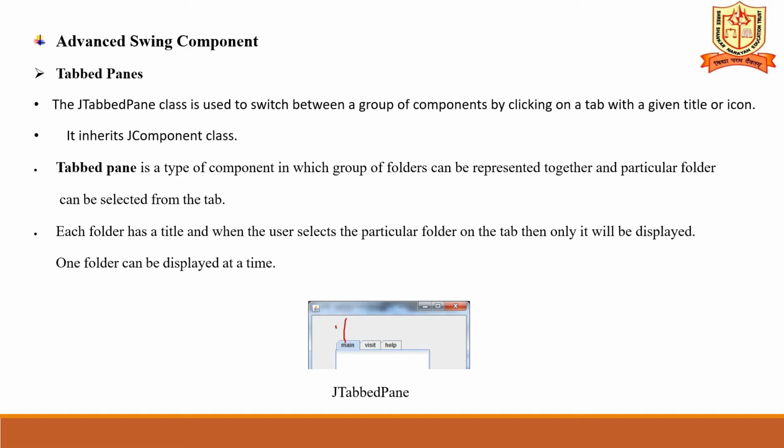Here a group of folders is there: main folder, visit folder and help folder. Each folder has a title. These are the titles: main, visit. This folder has a title. When the user selects a particular folder on the tab, then only it will be visible. One folder can be displayed at a time.